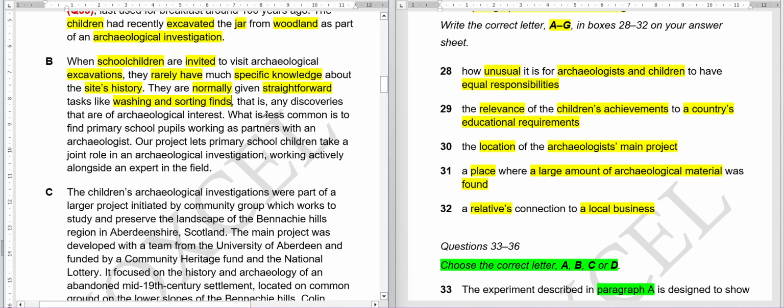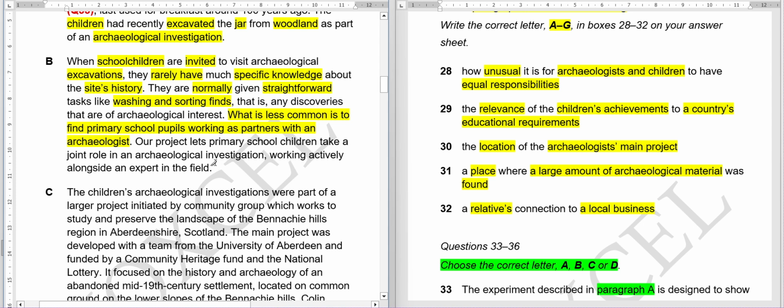That is any discoveries that are of archaeological interest. What is less common is to find primary school pupils working as partners with an archaeologist. So normally they are doing this. What is less common means what is rare. So the rare thing is that you find primary school children working as partners with an archaeologist. So this thing is not that common, it is less common.